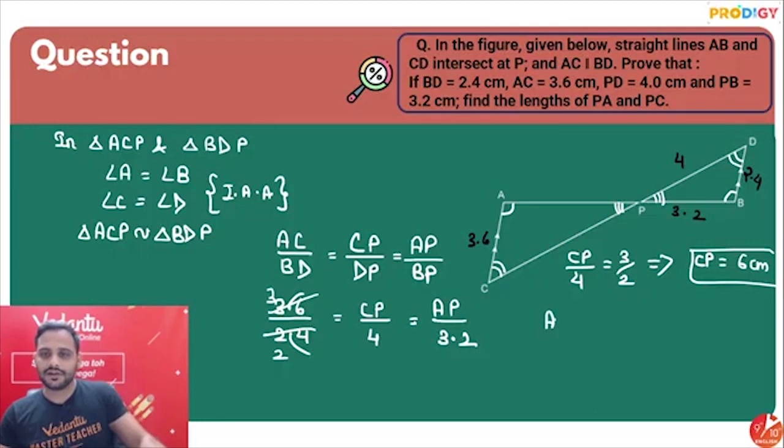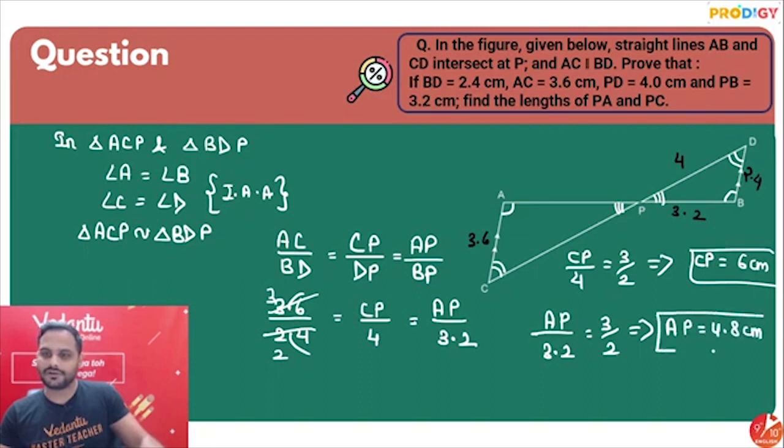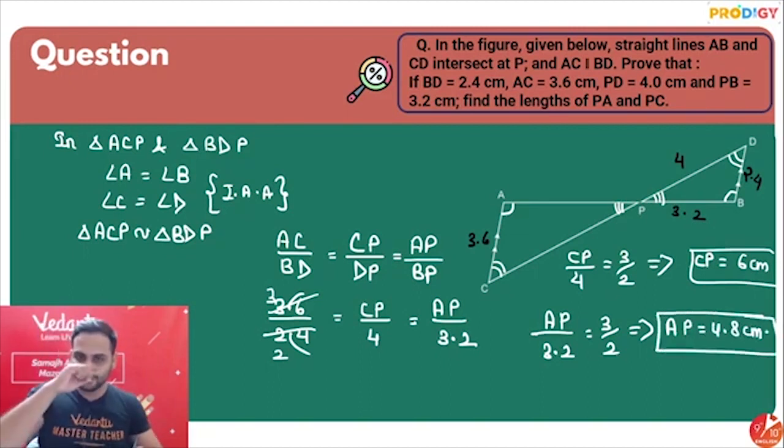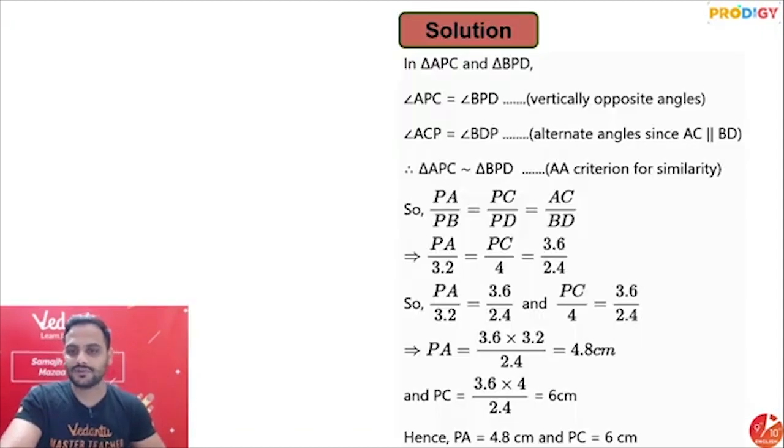And similarly, AP upon 3.2 is equal to 3 by 2. So we shift 3.2 over there, 1.6 into 3. AP will be equal to 4.8 centimeter. Alright, simple. So this is how we have got the length of both.